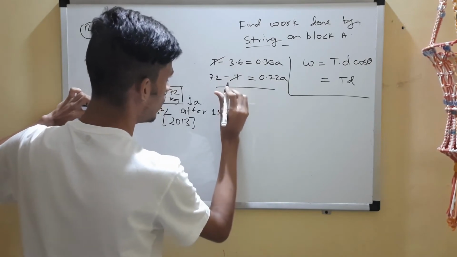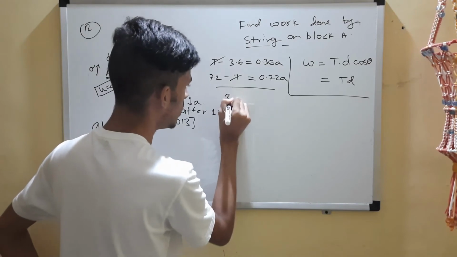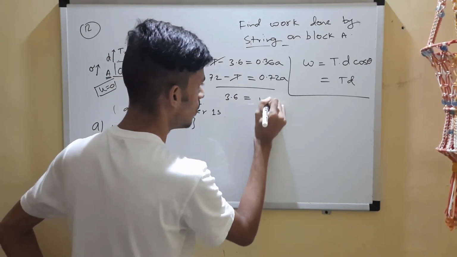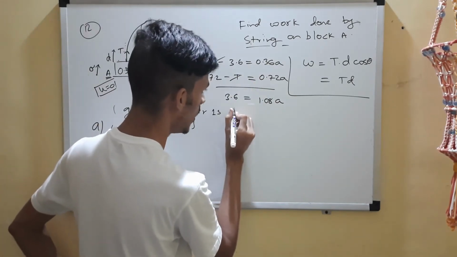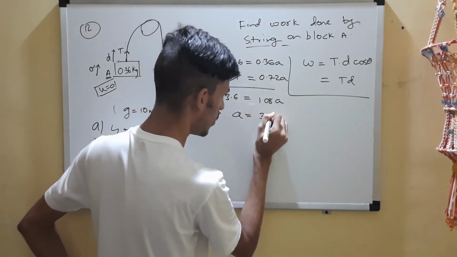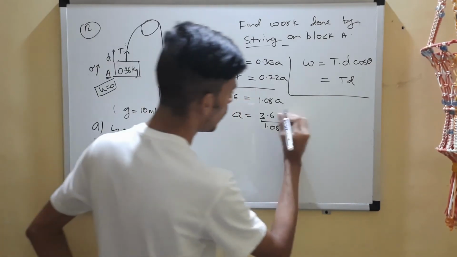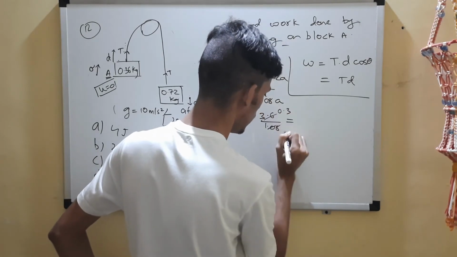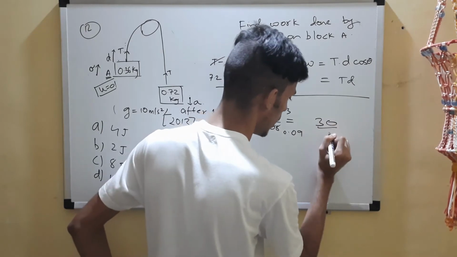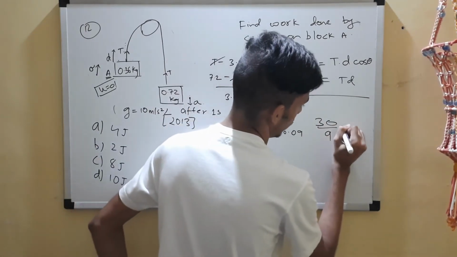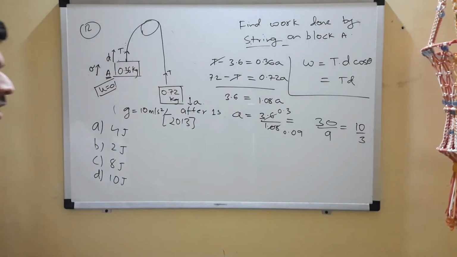So what will you get? You'll get 7.2 minus 3.6, which will give you 3.6 on one side and 1.08 on the other. So acceleration will be 3.6 divided by 1.08, which is 0.3 by 0.09, so 30 by 9. That will be 10 by 3. So acceleration is 10 by 3 meters per second square.